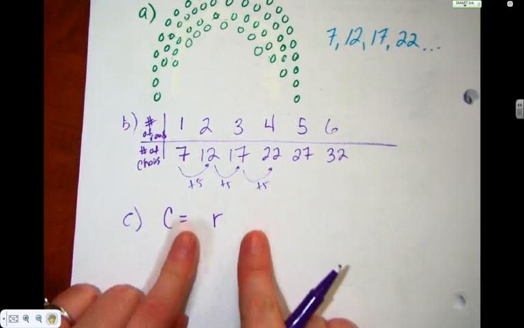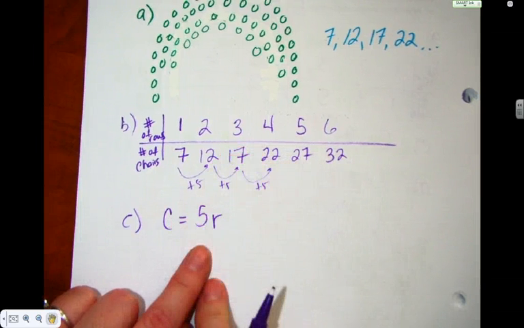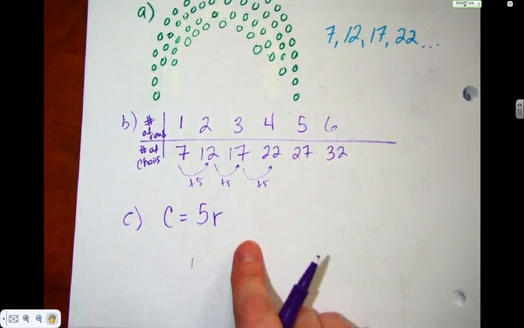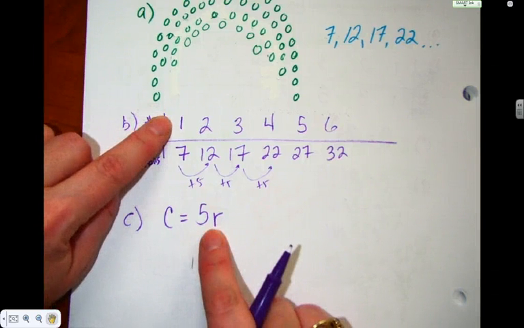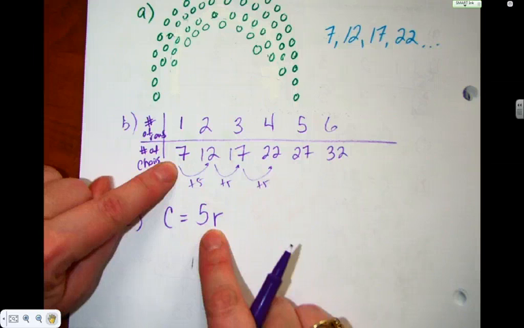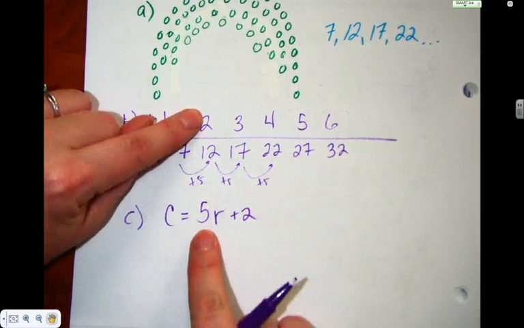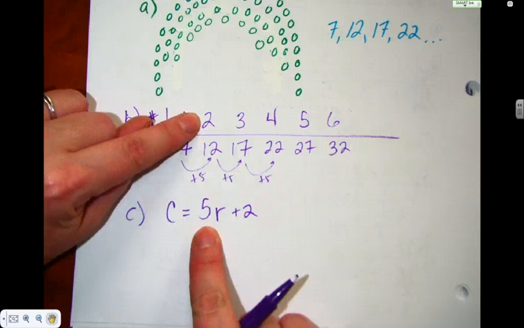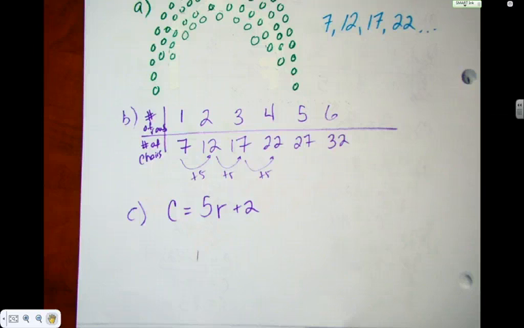We need 2 numbers. The first number is the pattern. What are we adding every single time? 5. The last number is just to balance. So if I do 1 times 5, I get 5. What do I need to do to get 7? Plus 2. Again, let's just check it. 2 times 5 is 10. How do I get 12? Plus 2. Questions on that equation, because that's the hardest part.